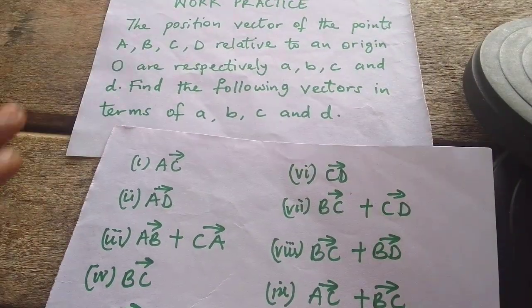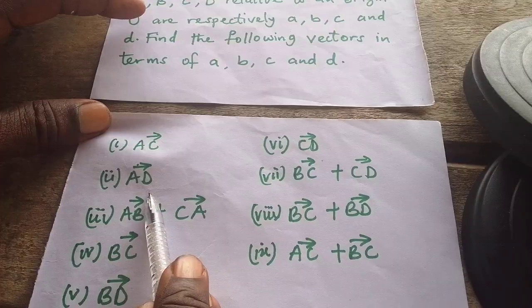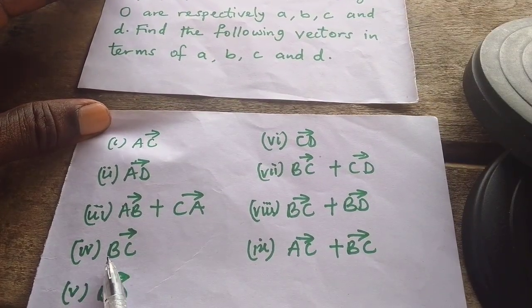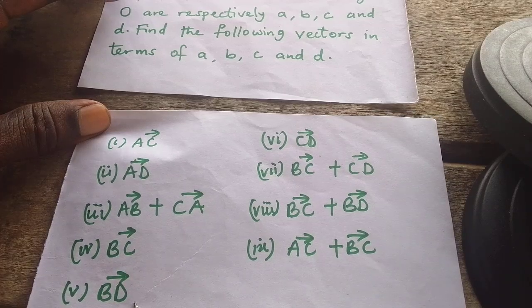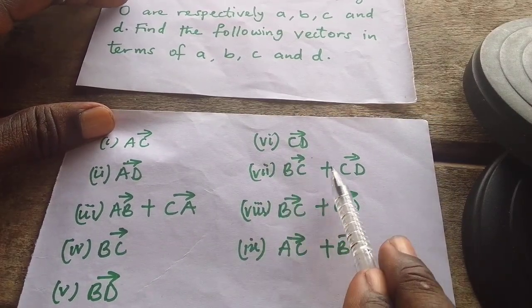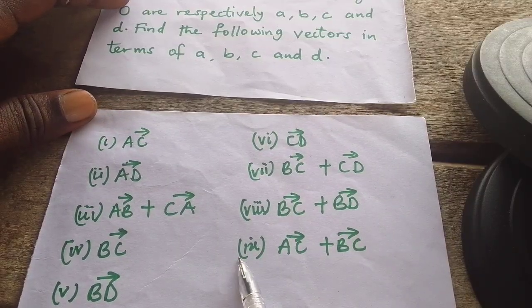Then you are having: 1. vector AC, 2. AD, 3. AB plus CA, 4. BC, 5. BD, 6. CD, 7. BC plus CD, 8. BC plus BD, 9. AC plus BC.